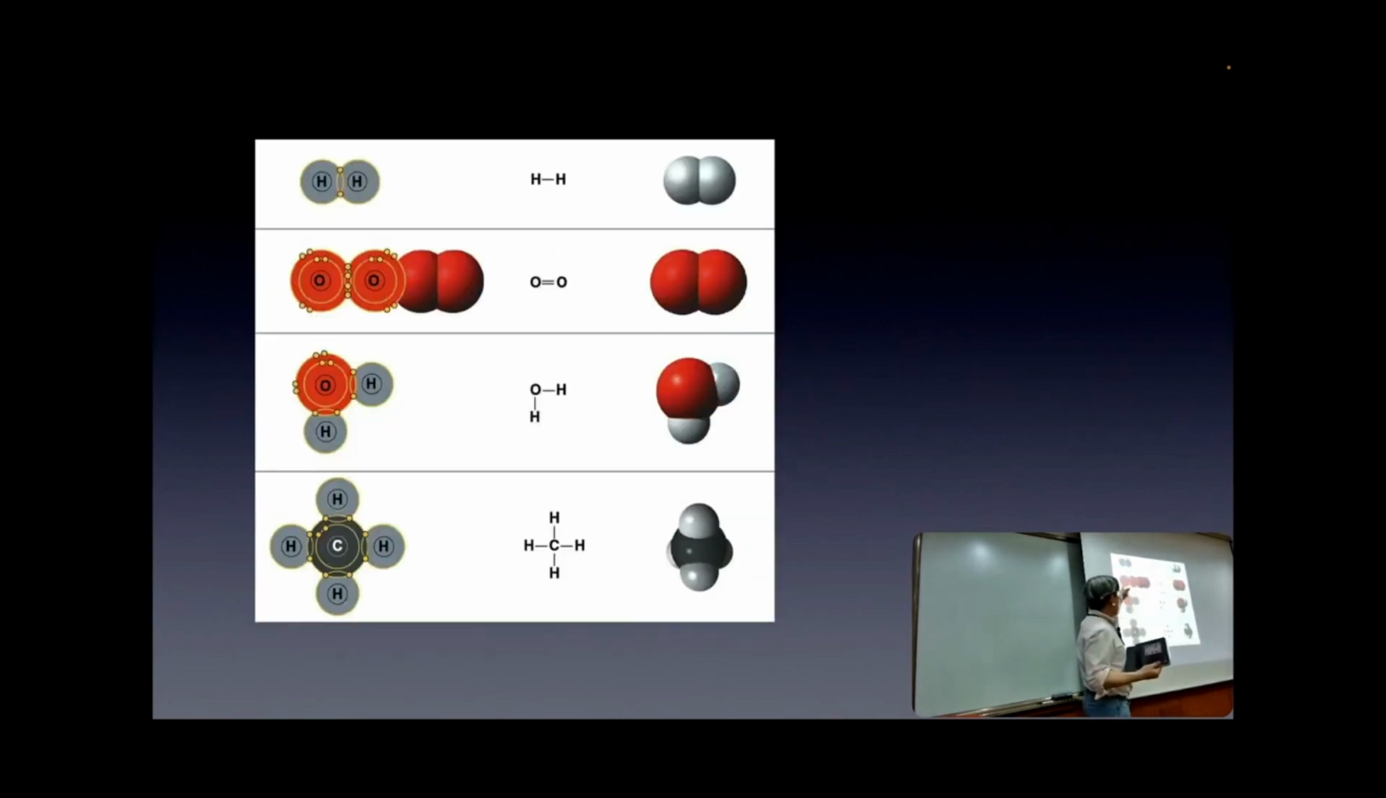Oxygen. What about this? Oxygen needs 2 electrons to fill the outermost electron shell. So in the case of oxygen gas, these 2 oxygen elements form a covalent bond, sharing 2 electrons together. So here, 2 lines.